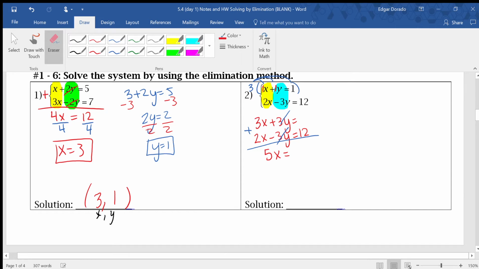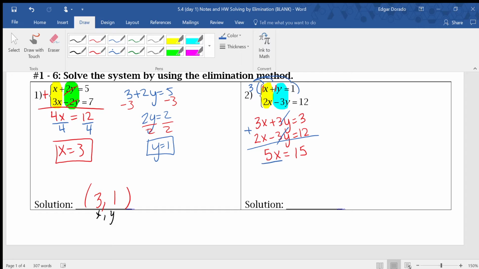Right here, I forgot to put a 3. Okay, then I have 3 plus 12. That is going to be a 15 divided by 5. So I get x equals 3. So then I get 3 comma something. Well, let's find out what that other something is.